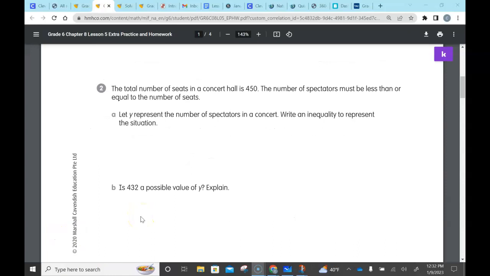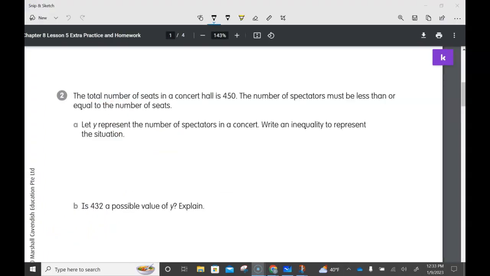All right, let's take a look at number 2. It says the total number of seats in a concert hall is 450. Then it says the number of spectators must be less than or equal to the number of seats. So understanding that whenever we see something less than and then we see or equal to, that means we're going to have that line underneath the greater than or less than symbol. Or you can even think of a phrase like at least, that means that line's going to go under that symbol. So it says, letter A, let Y represent the number of spectators in a concert. Then it says write an inequality to represent the situation.